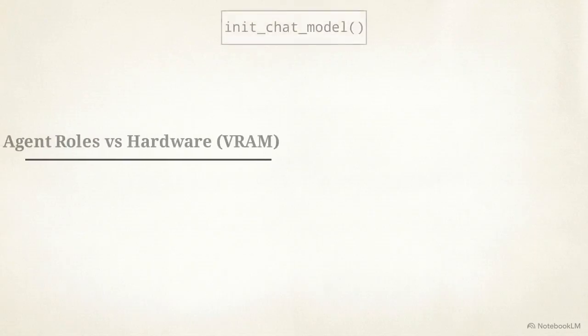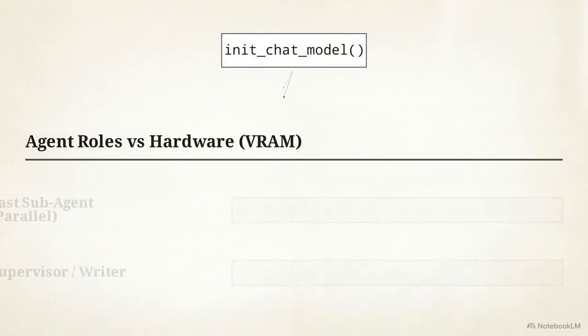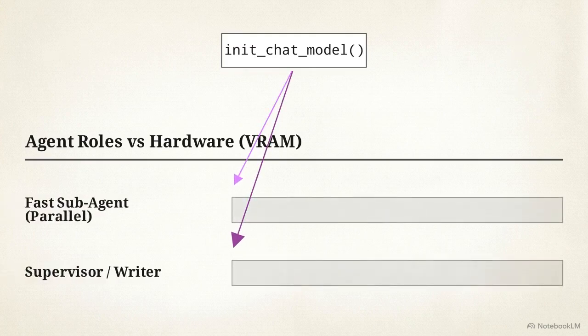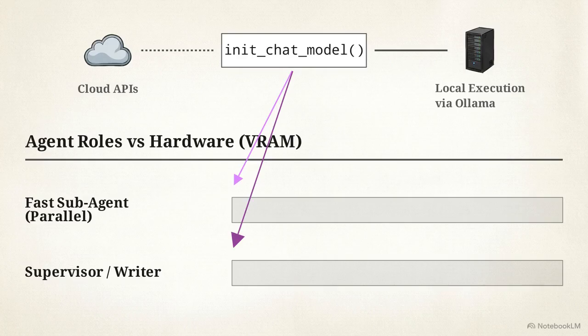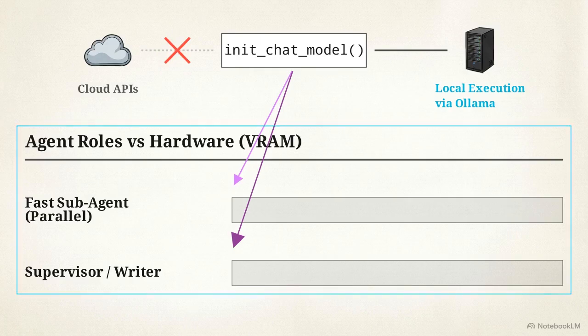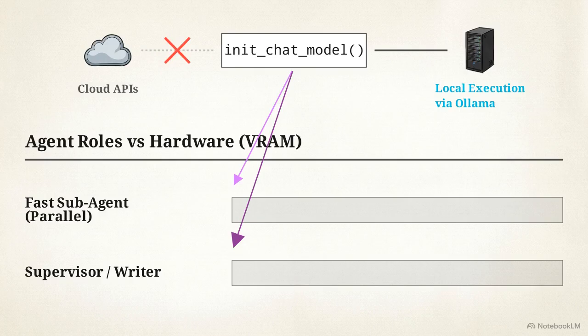This comparison table maps agent roles against local hardware constraints. Rather than routing all requests to one endpoint, the framework uses the init chat model abstraction to dynamically direct tasks to the API or model best suited for the required reasoning. Because the architecture is provider-agnostic, organizations can sever cloud API transmission entirely and run the stack locally through platforms like Ollama. Deploying these models locally requires precise VRAM allocation.